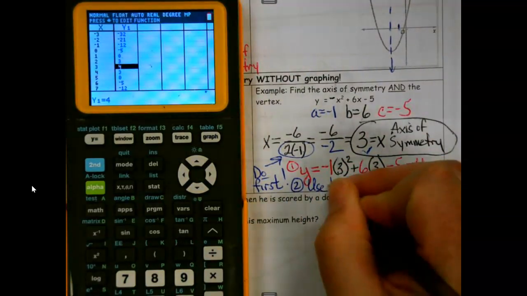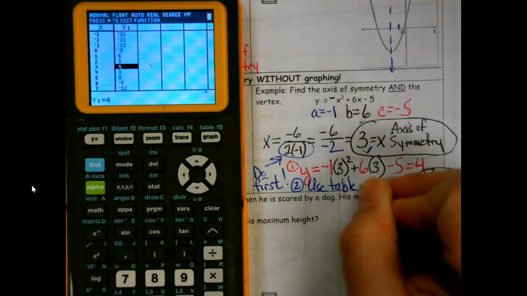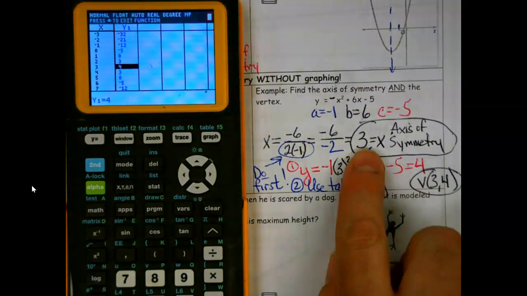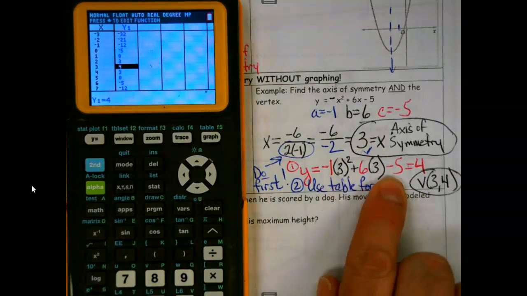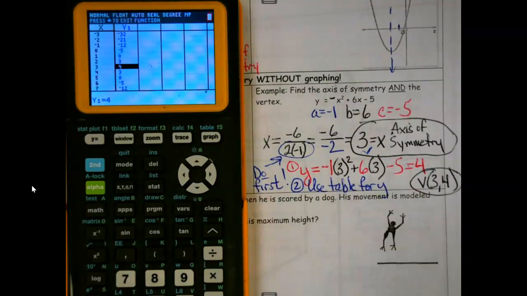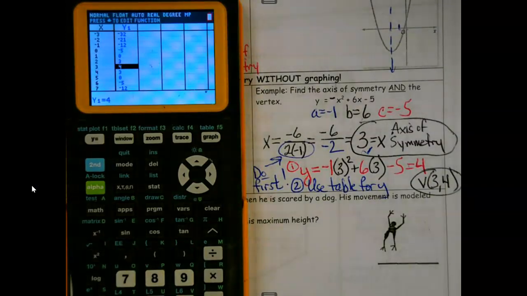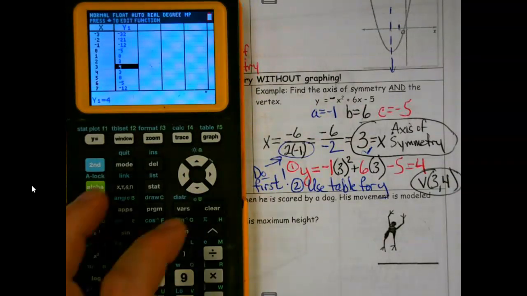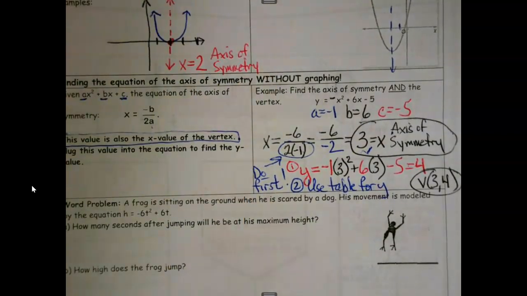So I can use the table to find y as well. Once I figure out what x is, I don't have to plug it back in like this. It works, but if you want to, you can go to the calculator, type in the equation, go down to your x equals number and find out y that way. And you've got your vertex and your axis of symmetry. So it's just one of those things where you have multiple options now. You can do it the algebra way or you can do it the calculator way.